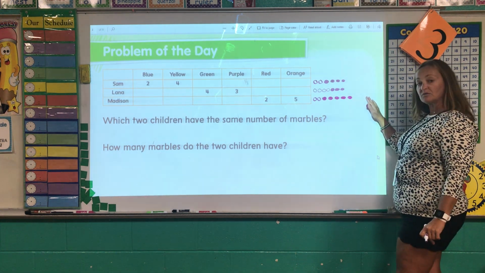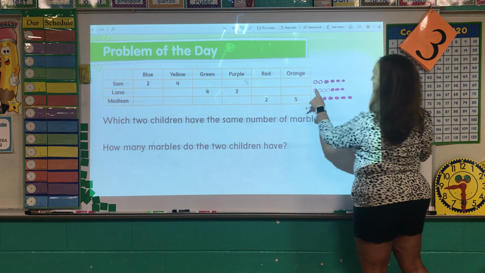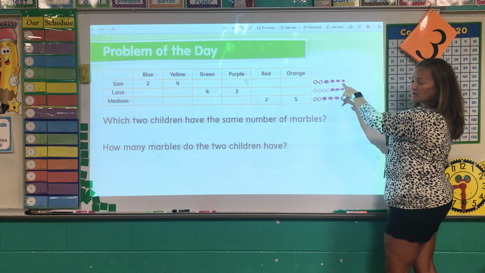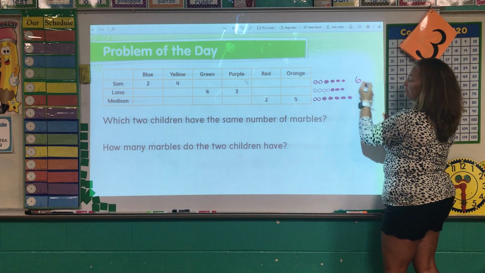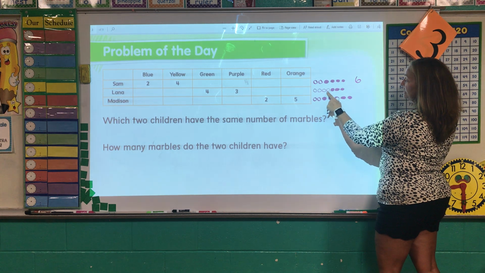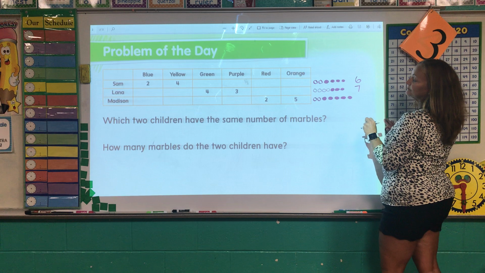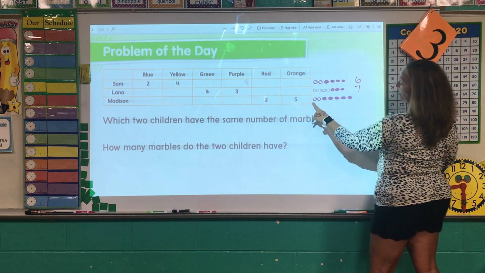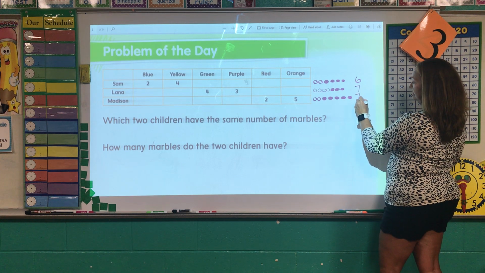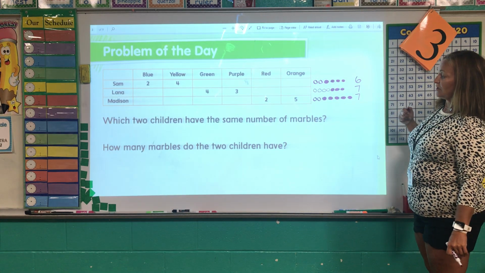So now I'm going to look at my groups here, and I'm going to go back and I'm just going to count them to see how many I have in all. So when I look at Sam's, he has 1, 2, 3, 4, 5, 6. And I'm going to write that down so I remember. He has 6 marbles. Lena has 1, 2, 3, 4, 5, 6, 7. Madison has 1, 2, 3, 4, 5, 6, 7. So this is the total number of marbles each child has when I put the 2 parts together.